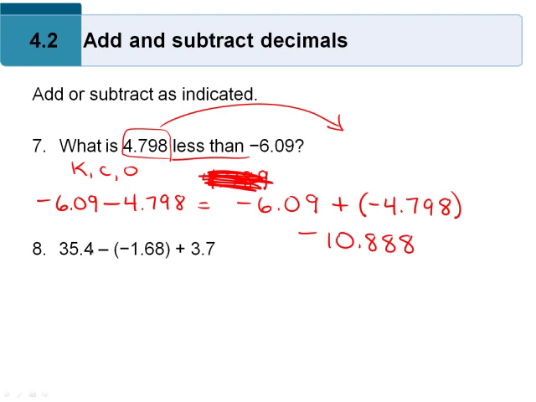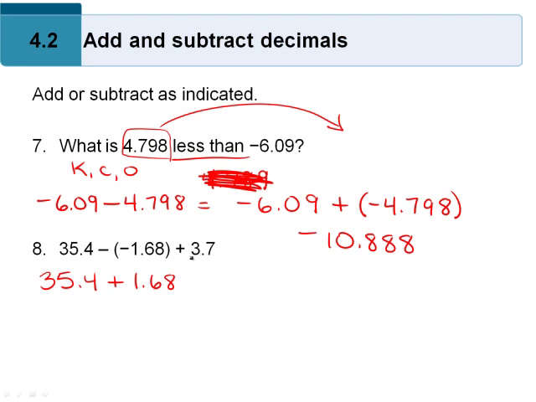All right, so number 8 here. We have some subtraction there. 35.4 minus a negative 1.68 and plus 3.7. So the only sign I need to change is that first subtraction sign and the sign of the number behind it. So I'm going to do keep the 35.4, change it to addition. The opposite would become 1.68 positive.